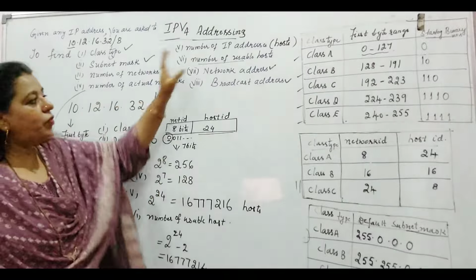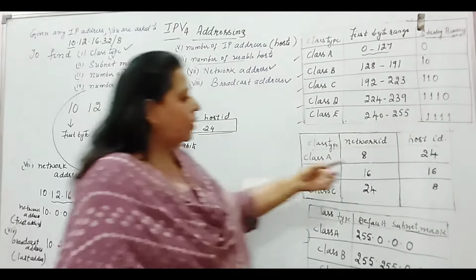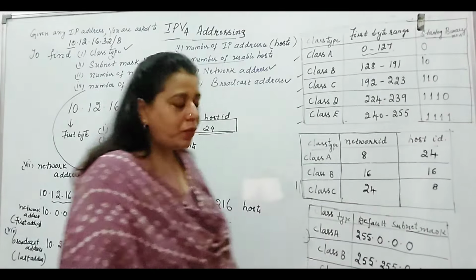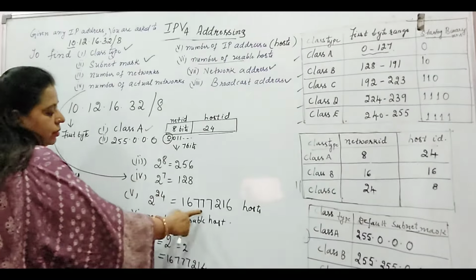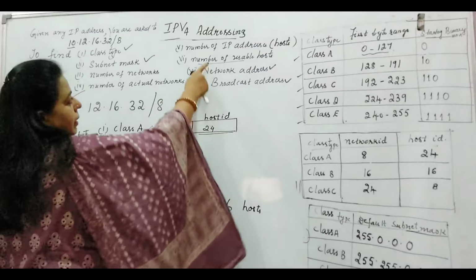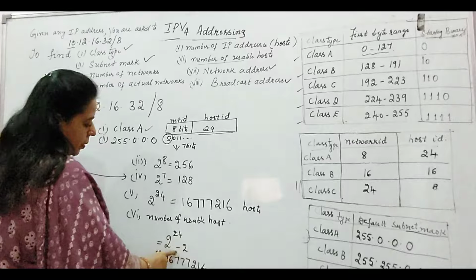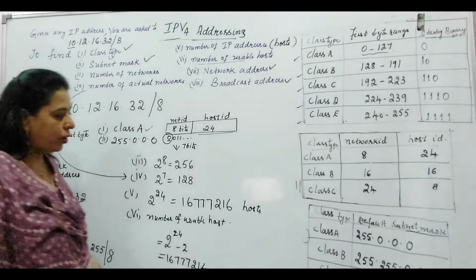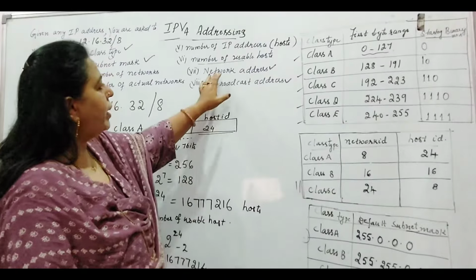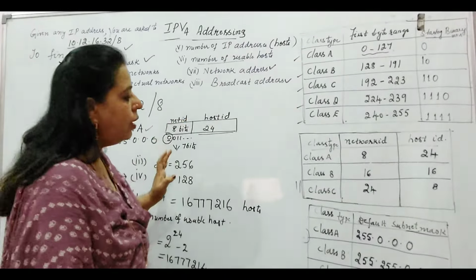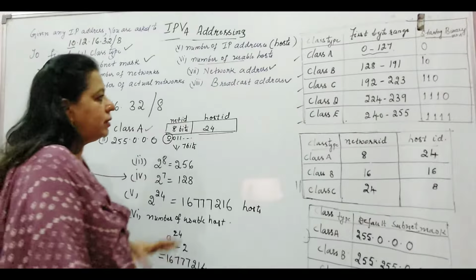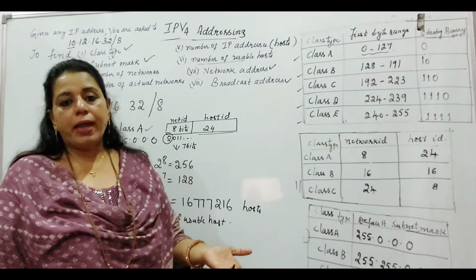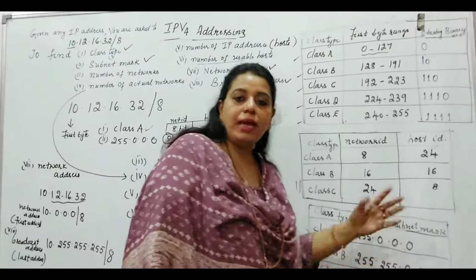Then next, number of hosts, this column's information will help you. So you can see here 24, 2 to the power of 24 is this much. These many hosts are there, but the number of actual or usable hosts will always be minus 2, because you have to subtract what? The network address and the broadcast address. So this way, and then finally you need to find out the network address and the broadcast address. Network address, always remember all the host bits you have to keep as zeros, and for the broadcast address you have to keep all the host bits as ones.